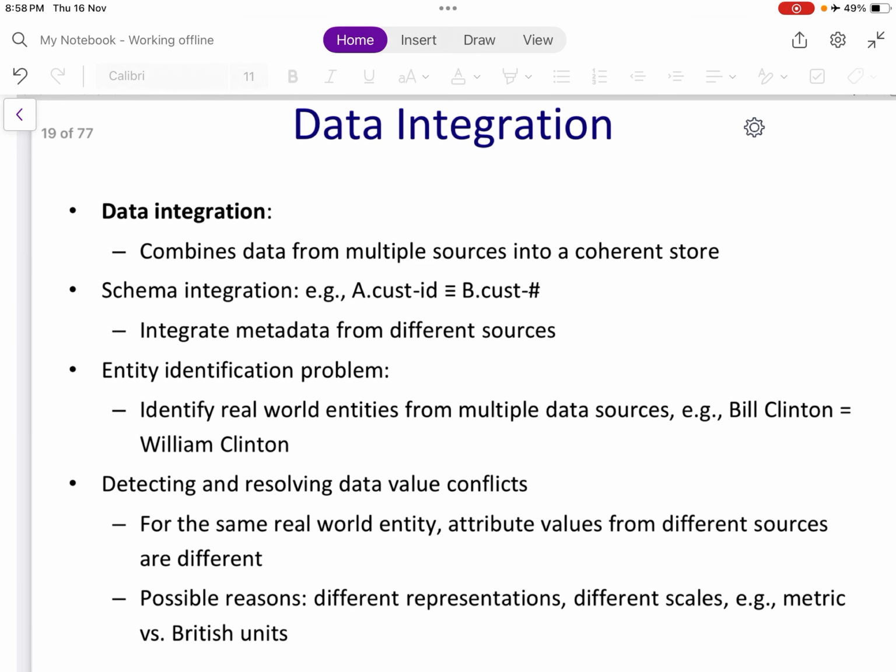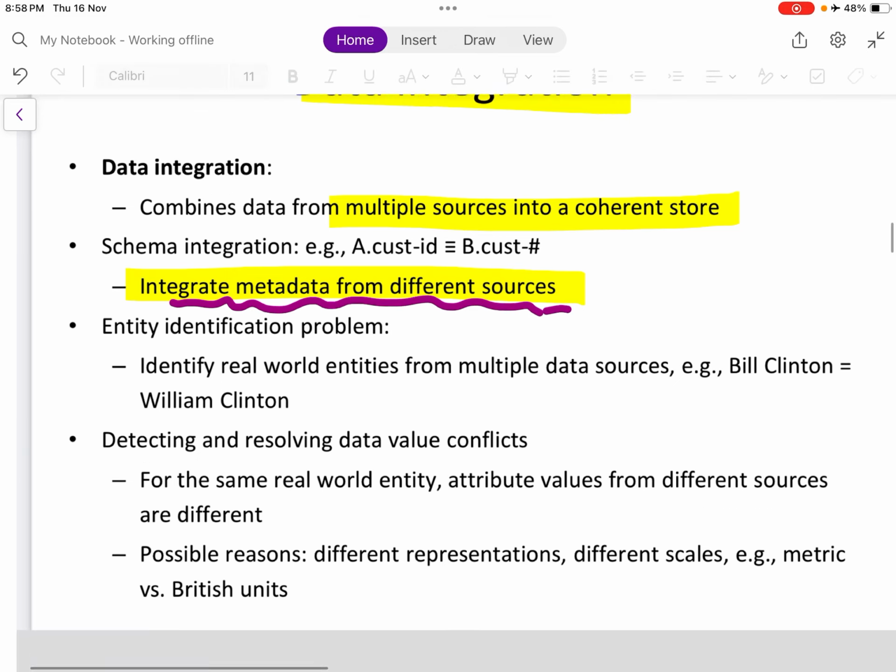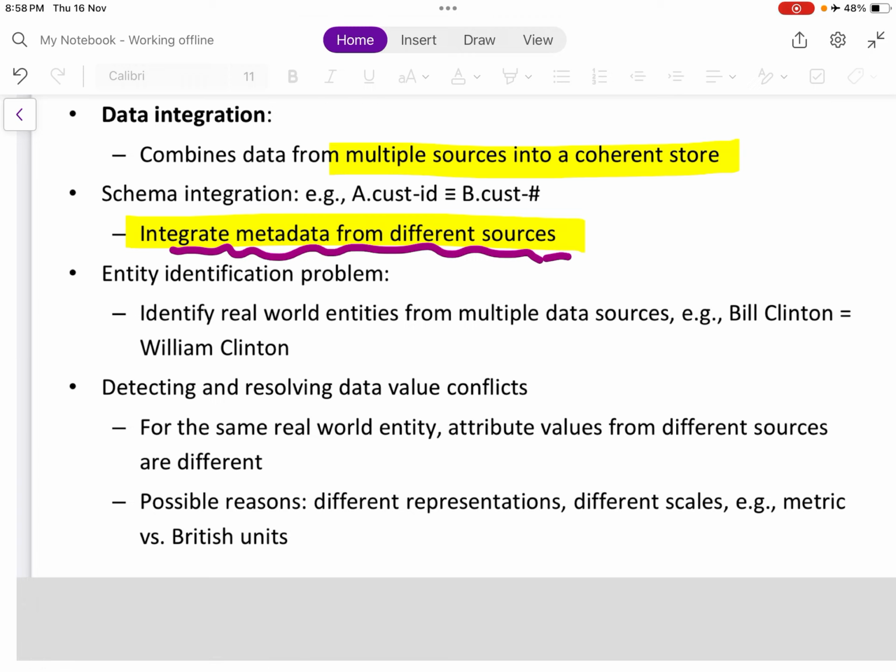Data integration. So what is data integration? It combines data from multiple sources into a coherent store. Schema integration, for example A.customer-id equals B.customer-hash. Integrate metadata from different sources. Entity identification problem: identify real world entities from multiple data sources. For example, Bill Gates equals Bill Clinton equals William Clinton. So you identify the real world entities from multiple data sources.